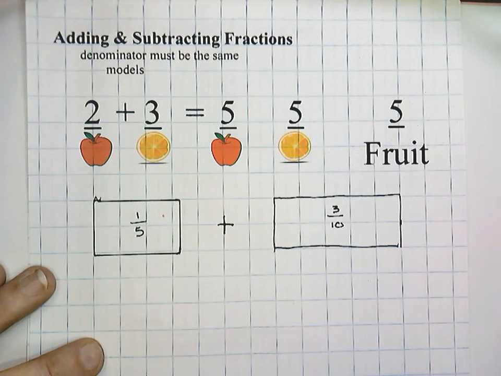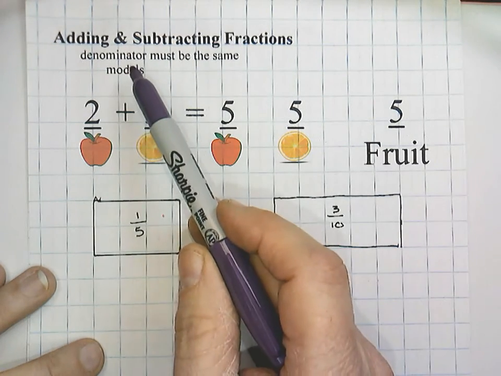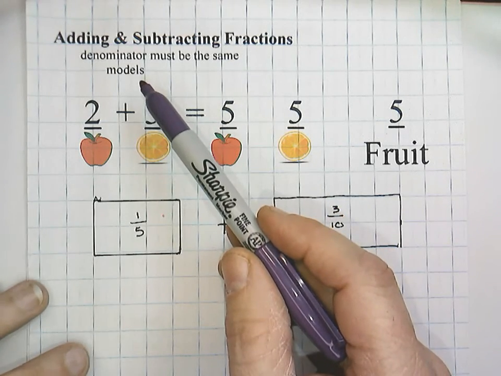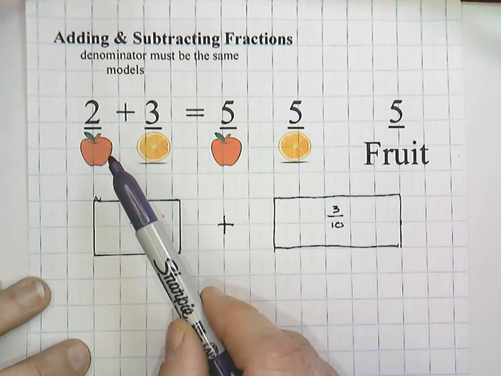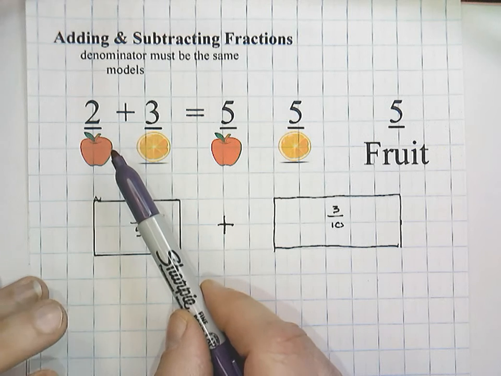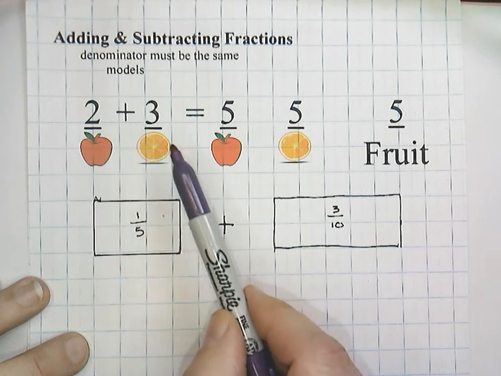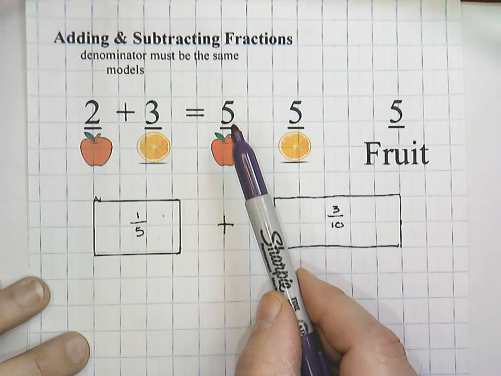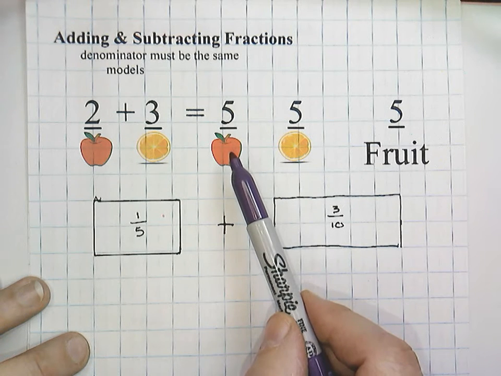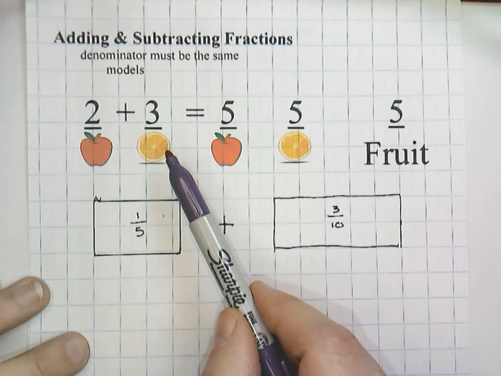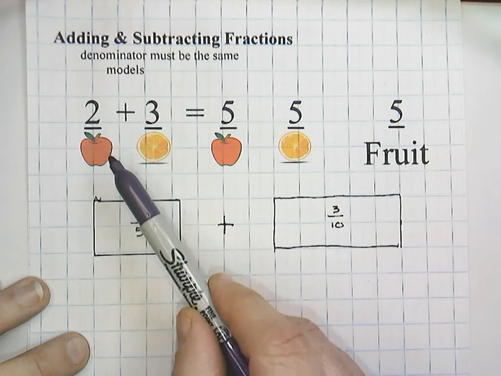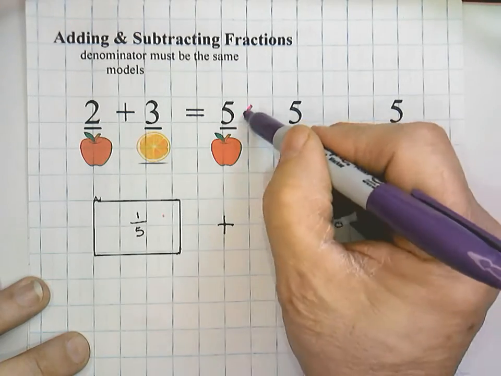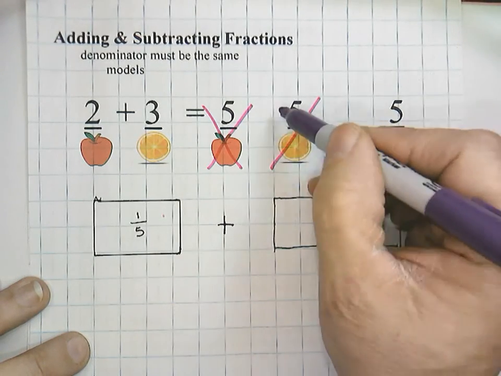When you add and subtract fractions, remember that the denominator must be the same. I want to show it with models. One way to think of it is, imagine if you have 2 apples, and I'm just writing it like a fraction, right? 2 apples and 3 oranges. So 2 apples plus 3 oranges. Well, it would not equal 5 apples because the oranges just don't magically turn into apples, and you don't have 5 oranges either. So neither of these would be correct.